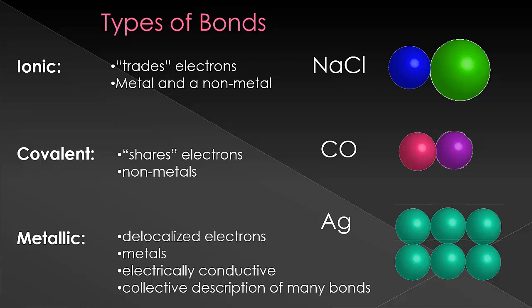So ionic compounds trade electrons. So something like sodium chloride, where you have sodium giving an electron to chlorine, and then the two atoms, now charged, attracting each other. You also can have covalent compounds, where instead the atoms are sharing electrons with each other to form molecules.